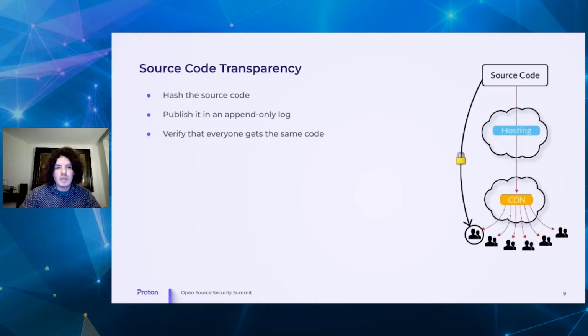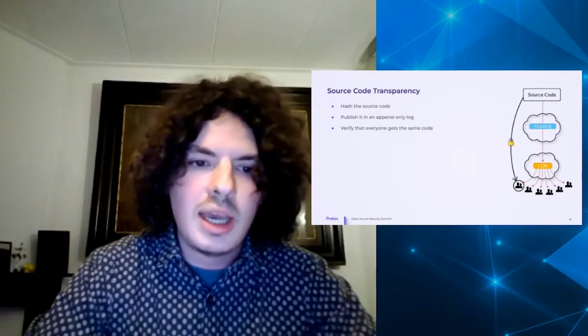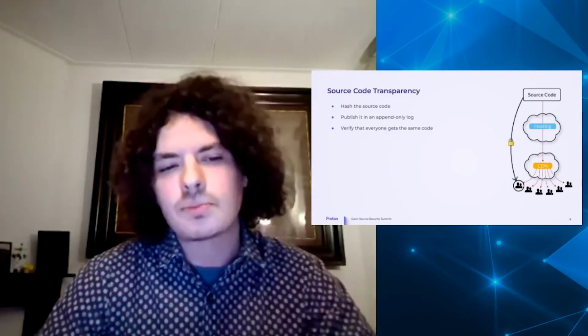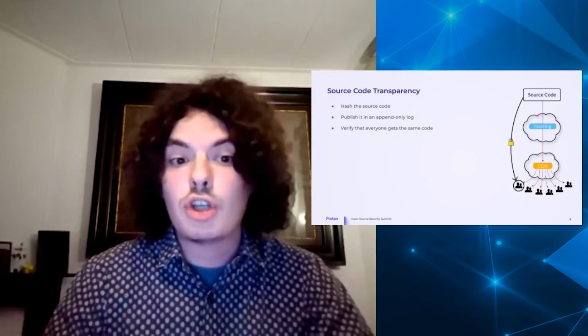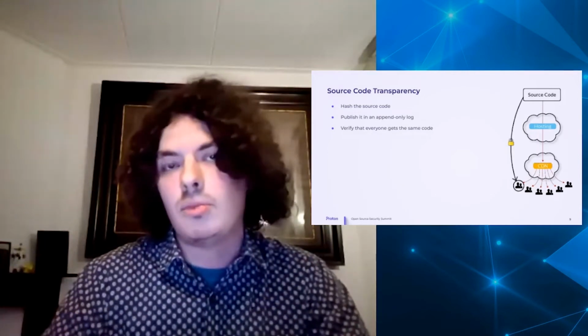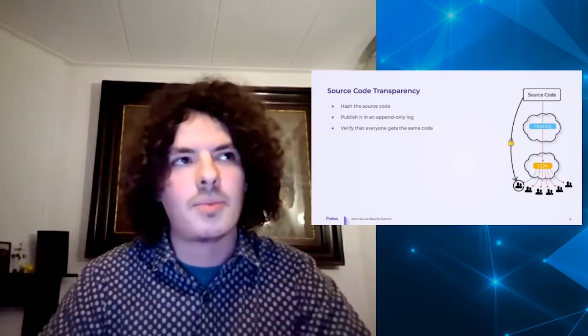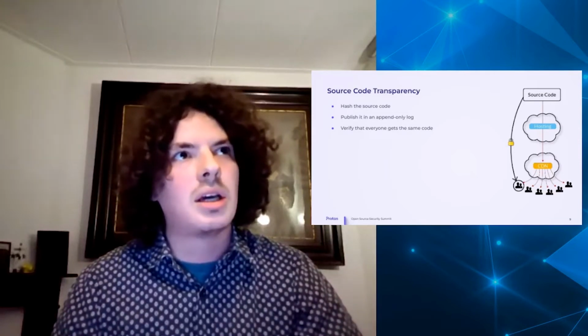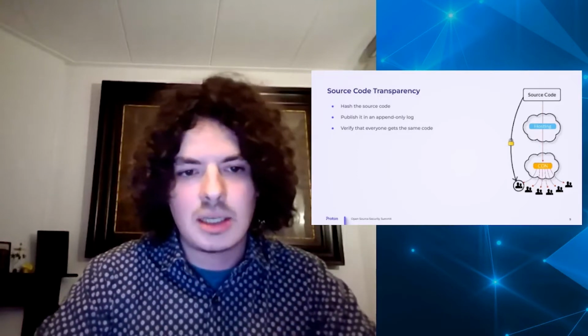So what could we do better? One idea is what I'll call source code transparency, by analogy to certificate transparency, which is an existing model on the web today, where every TLS certificate is published in an append-only log, and anyone can check that the certificates in this append-only log are the correct ones, and it basically makes it more difficult to maliciously create a TLS certificate and try to compromise a user.